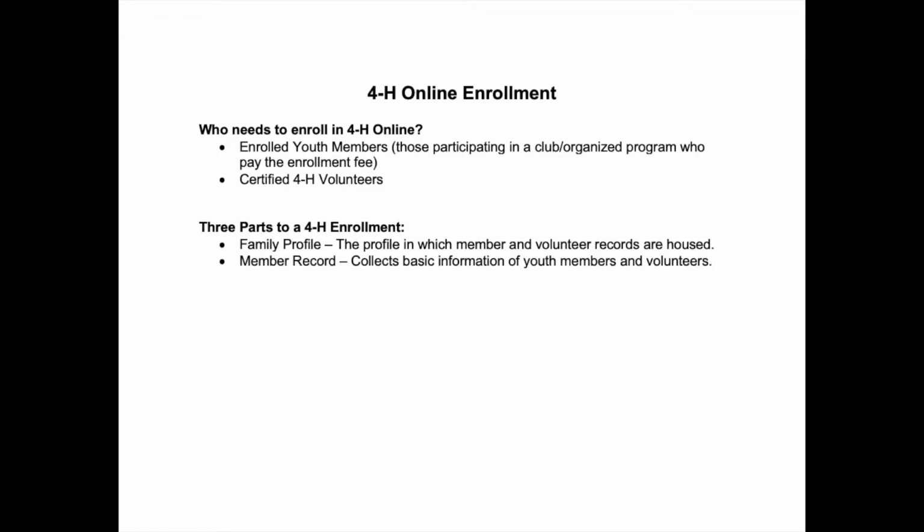There are 3 parts to a 4-H enrollment: a family profile, which is where member and volunteer profiles are housed; a member record, which collects basic information including personal and demographic data; and an enrollment record, which collects participation information, health information, and consents.